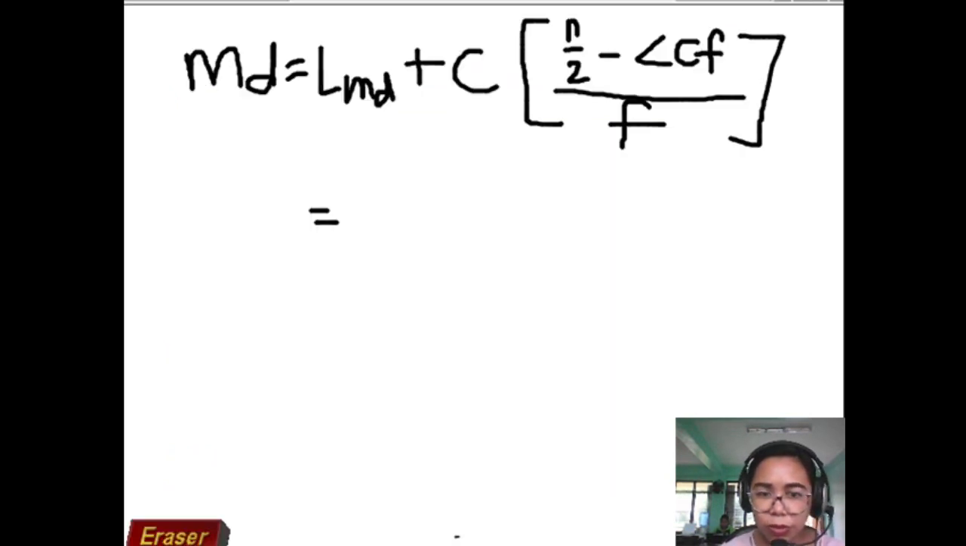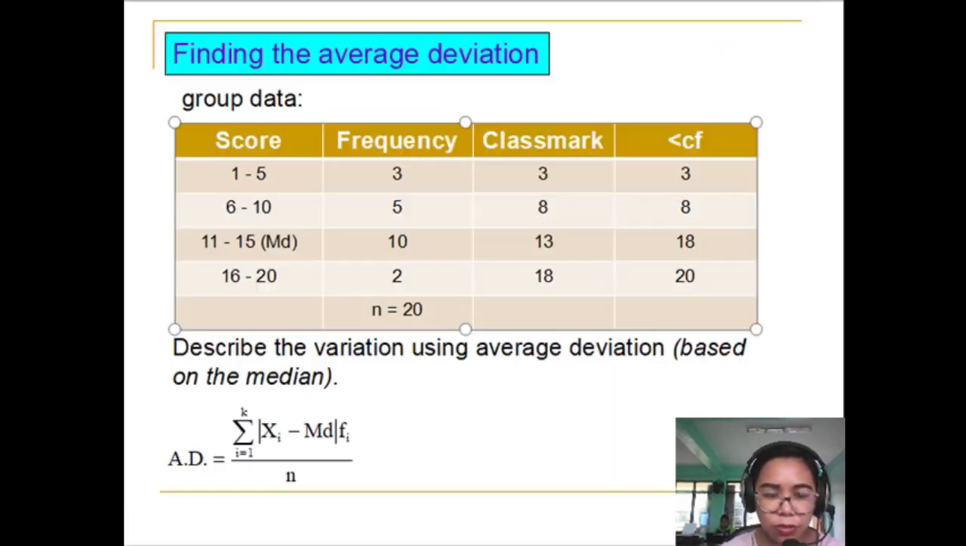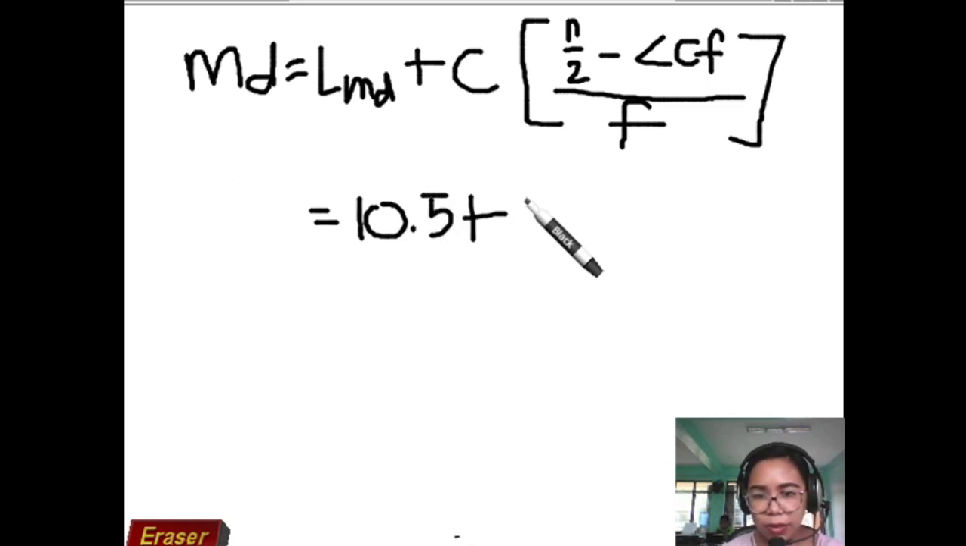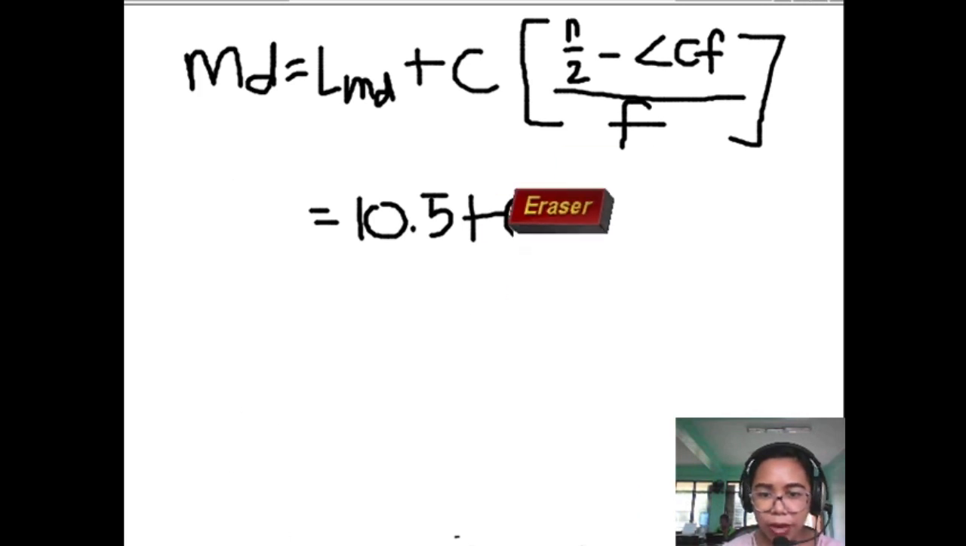Okay, so we go back to our formula. We need to know its lower class boundary. The lower limit is 11. So the lower class boundary is 10.5. And the class size is 5. So we simply add it with our class size. But before you add the class size with 10.5, we have to multiply it with this.